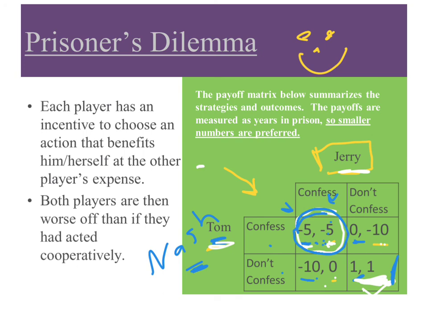Okie doke, have a good rest of the afternoon. I'm going to give you 2 practice problems, and your task is to find out if there's a dominant strategy and what the Nash equilibrium would be in each of the 2 examples that I give you.